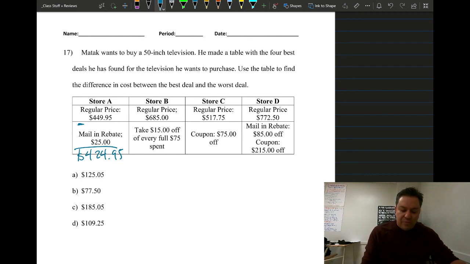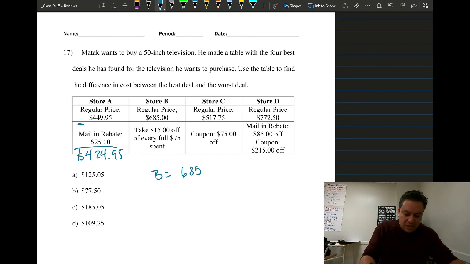Store B, regular price $685. You take 15% off every full $75 you spend. Wow, that might be a good deal. So every full $75 you spend. To know how many full $75 you spend on store B, we're gonna have to divide.